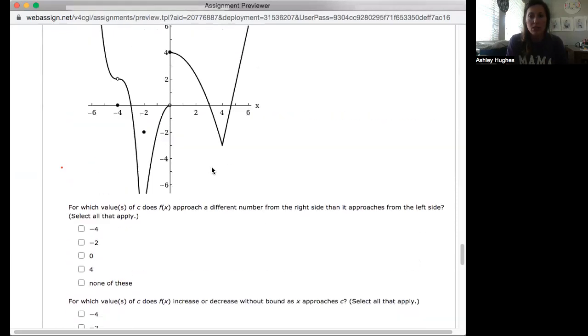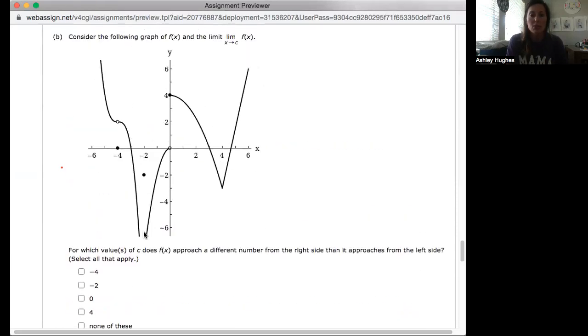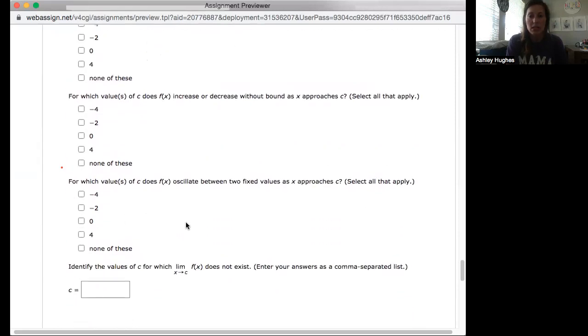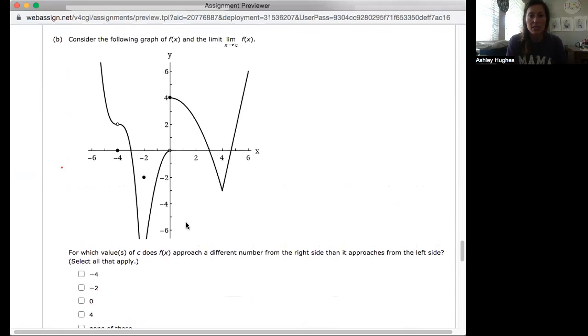Which values does it increase or decrease without bound? Here it's -2. There's not arrows here, but there should be. And there's no places that it oscillates. Where does the limit not exist? It doesn't exist at -2 because we're going to infinity, and at 0.